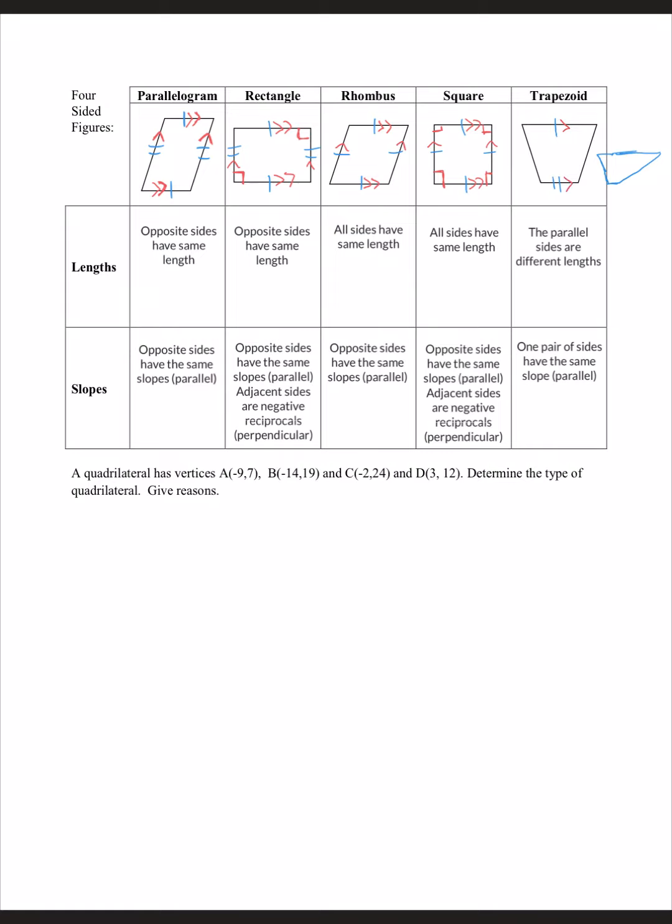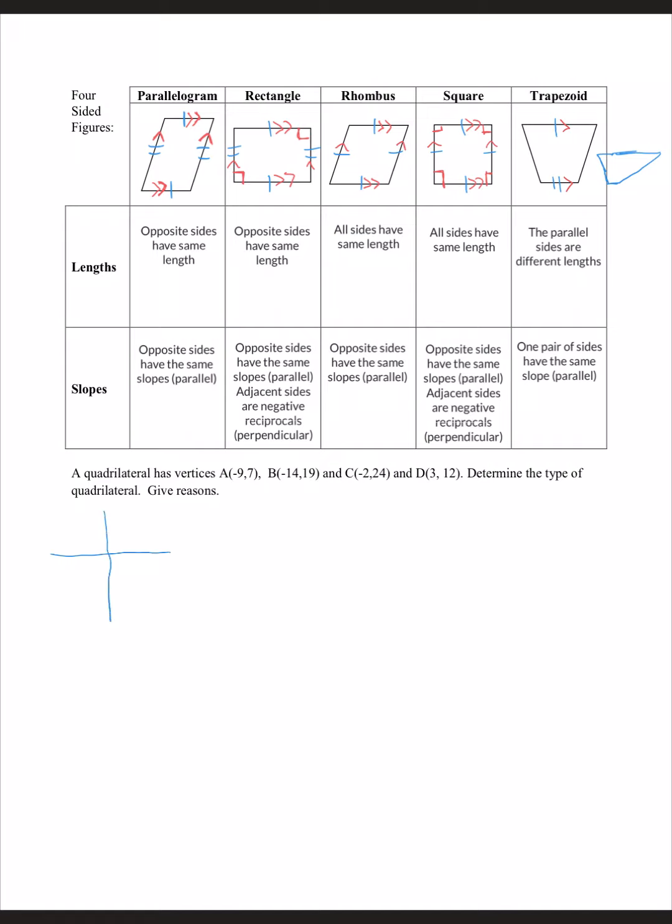Okay, so we're going to look again at an example, and we're going to see if we can identify what four-sided figure we're dealing with based on length and based on slope. Okay, so pause if you need to finish filling out that table, and then let's set up this example. So we have a quadrilateral. It has the vertices provided here, A, B, C, and D. Determine the type of quadrilateral we have. So again, we could draw a rough sketch of this, but we are going to use length and slope to help us determine what kind of quadrilateral we have.